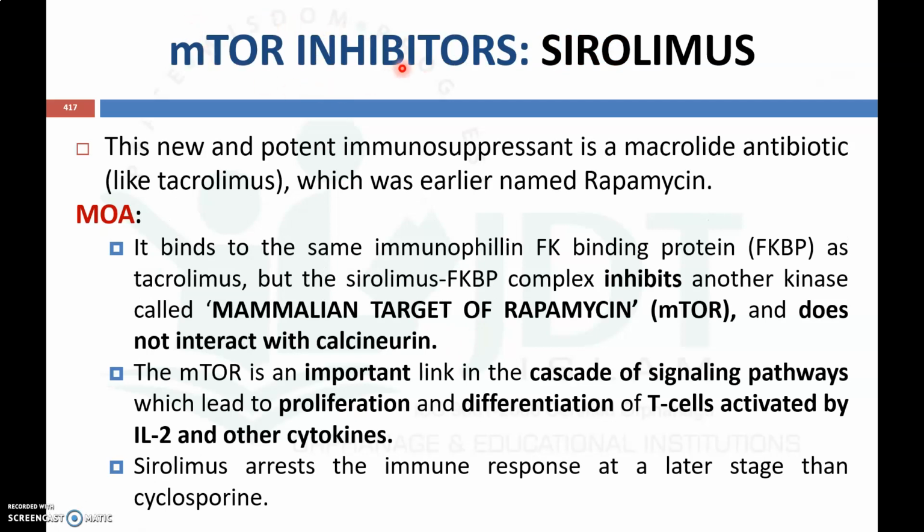Coming to the next class of immunosuppressant, that is mTOR inhibitors like sirolimus. This is a new and potent immunosuppressant which is a macrolide antibiotic like tacrolimus, earlier named rapamycin. In the mechanism of action, rapamycin or sirolimus will bind with the same immunophilin, FK binding protein, as tacrolimus, but the sirolimus FKBP complex will inhibit another kinase known as mammalian target of rapamycin, in short mTOR, and it does not interact with calcineurin.